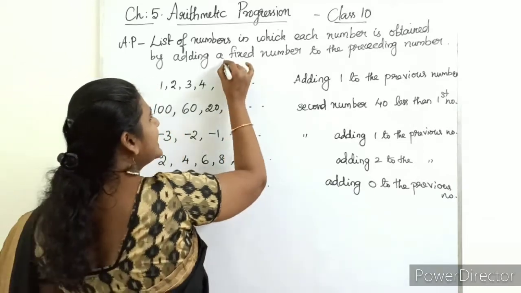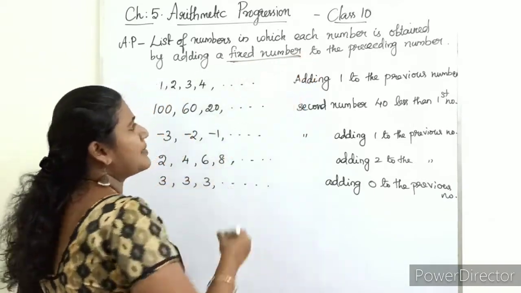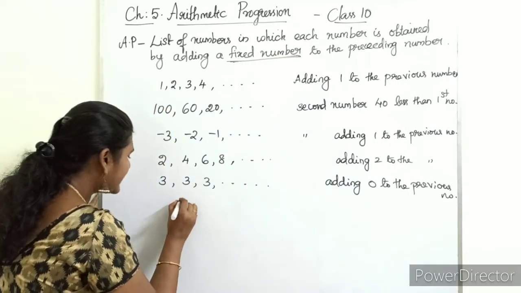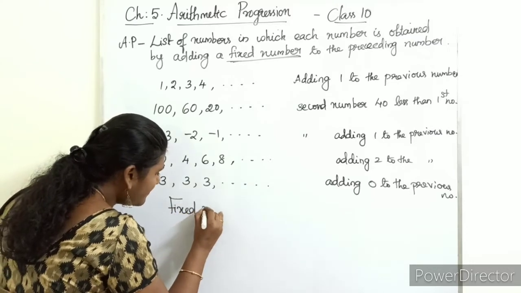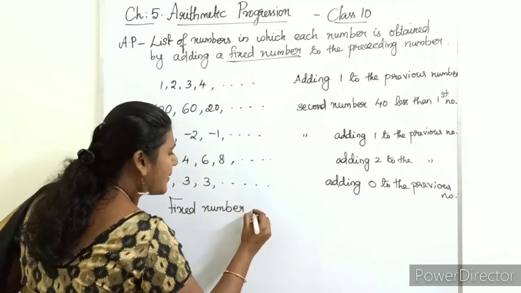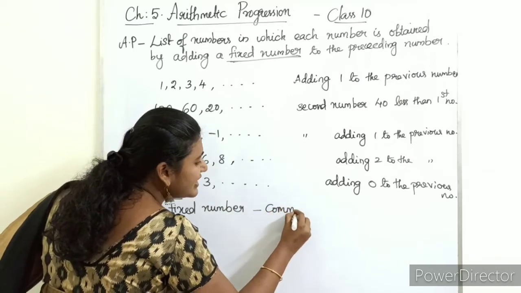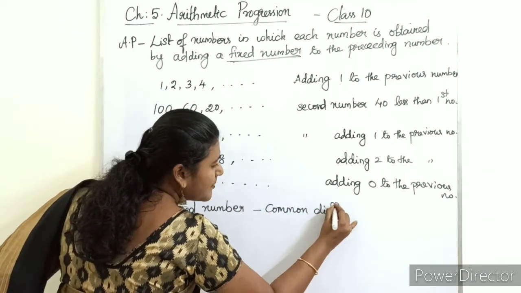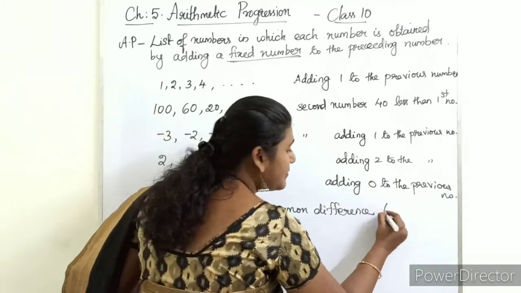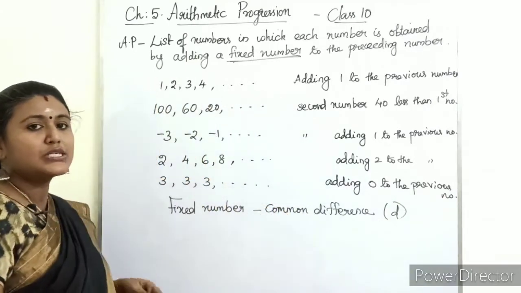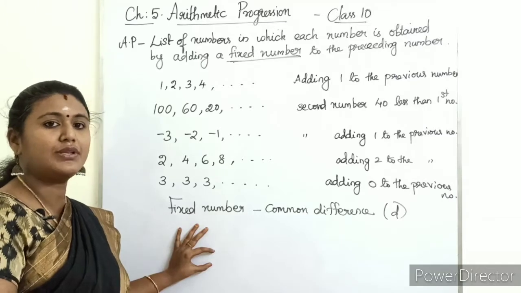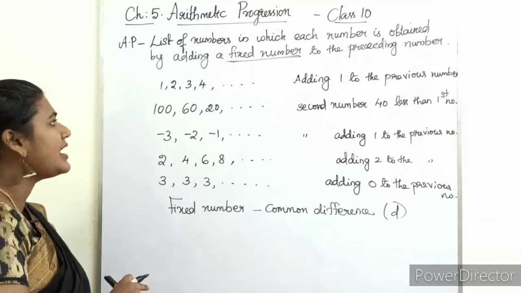This fixed number is called the common difference of the AP. The fixed number which we are adding to obtain the next number is called the common difference of an AP, and it is denoted by the letter d. This d is nothing but that fixed number which we add to a number to get the new number.